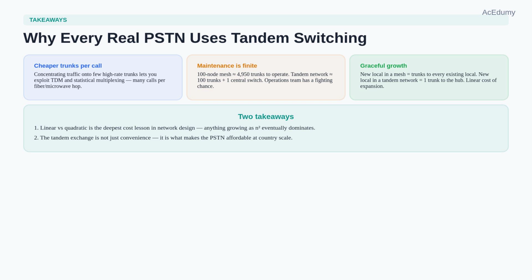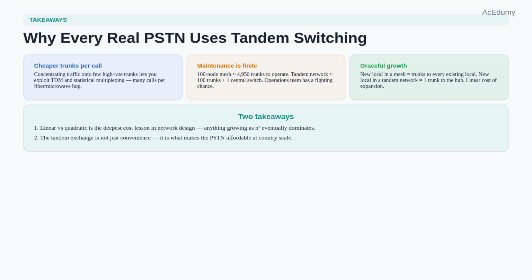2. Maintenance is finite. A 100-node mesh has nearly 5,000 trunks, each of which can fail, get cut, or degrade. A 100-node tandem network has 100 trunks plus one big switch in the middle. The operations team has a fighting chance.